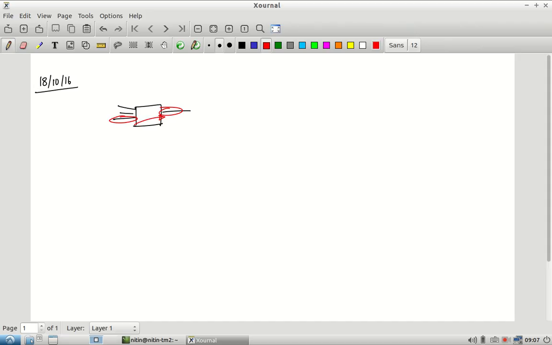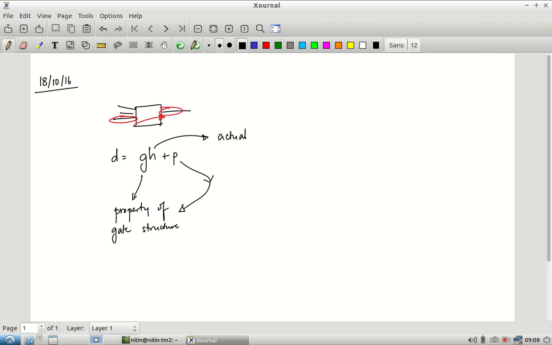Okay, so this particular arc is what I am interested in, and what I am saying is the delay through this can be encapsulated using this equation: d = G times H plus P, where G is purely a property of the structure of the gate, and P is again a property of the structure of the gate. H alone is the actual implementation scenario, actually load dependent. So G and P only depend on whether it's a NAND gate or a NOT gate or an OR gate or whatever type of gate it is that you are trying to implement.